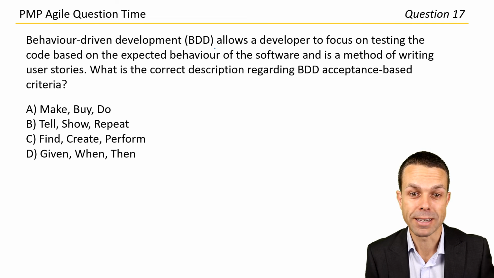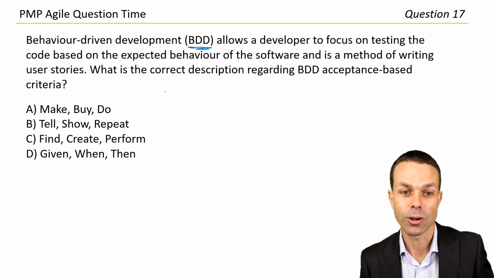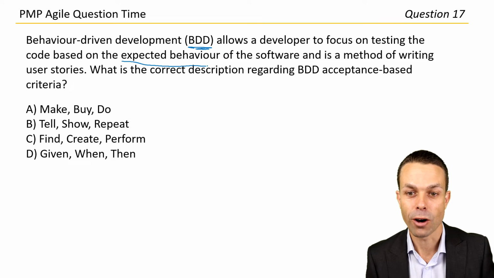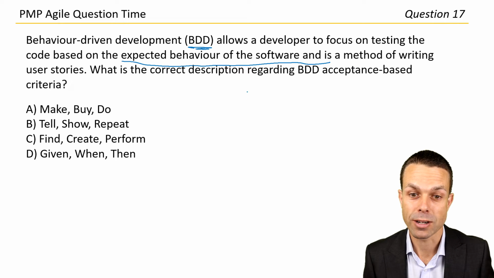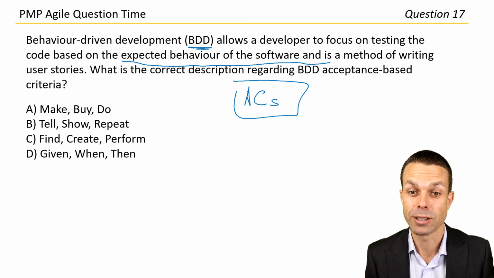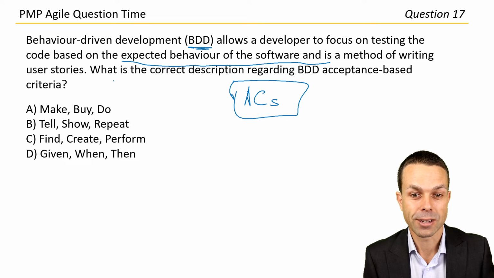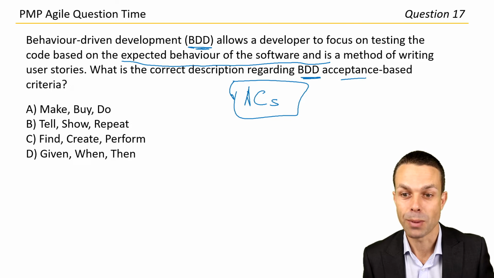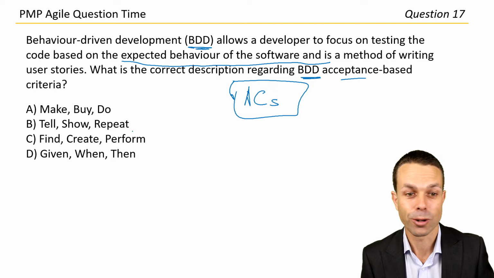Behavior-driven development, or BDD, allows a developer to focus on testing the code based on the expected behavior of the software, and is a method of writing user stories. Okay, and acceptance criteria basically, so ACs. This is a really great way to do your user stories if you ever get into it. What is the correct description regarding behavior-driven development acceptance-based criteria? Well, that's also a bit of a mouthful. So what have we got here?